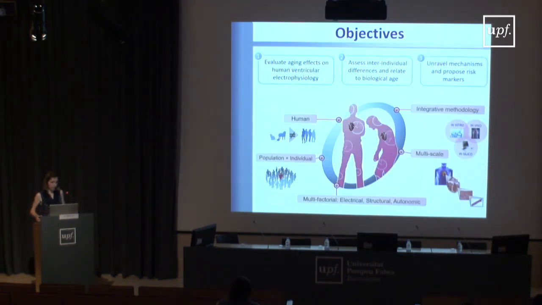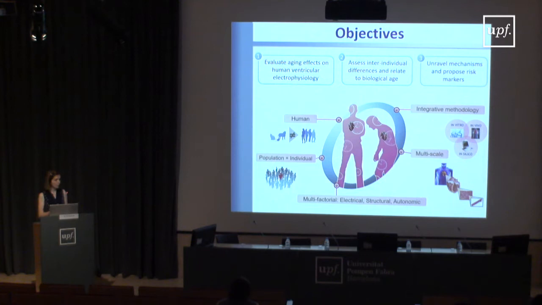So what are the objectives of this project? Well, the first objective is to evaluate the effects of aging on the human heart, and in particular on the electrophysiology of the ventricles. Once we have characterized these effects of aging, we want to assess inter-individual differences. We know that two different hearts do not work in the same way, and even two hearts from two people of the same age, what we would call chronological age, are different, and evolve differently in time.